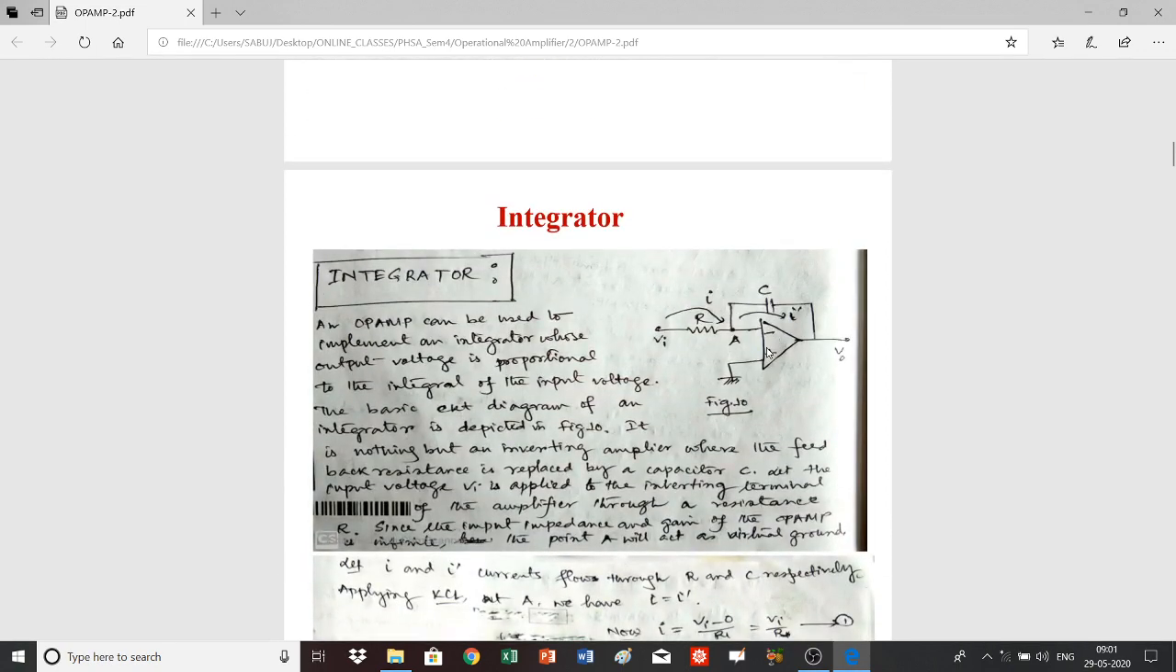vi dt. That means the output voltage is proportional to the integration of the input voltage, and in such a way an op-amp can be used as an integrator amplifier. In this case the gain is nothing but 1 by CR. Since the output voltage is the integration of the input voltage, if you use the input voltage as a sine wave, then the output voltage will be a cosine wave or vice versa.